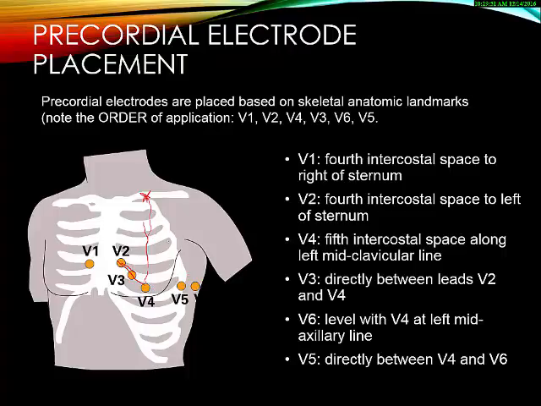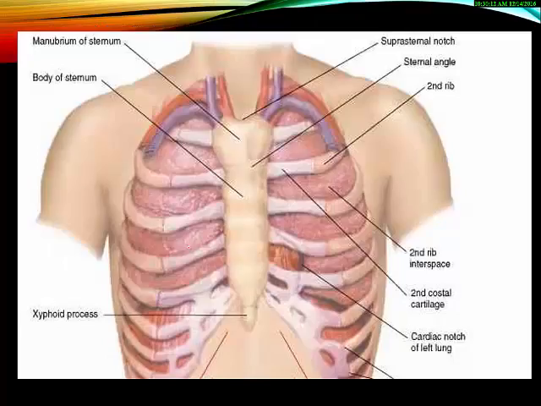V6 is the next one I place. It is, again, mid-axillary line. And then you got V5 that goes between V4 and V6. So these four, V1, V2, V4, and V6 have specific anatomical locations, and then V3 and V5 just kind of fall in between. That's probably the best way to work through the placement of those electrodes.